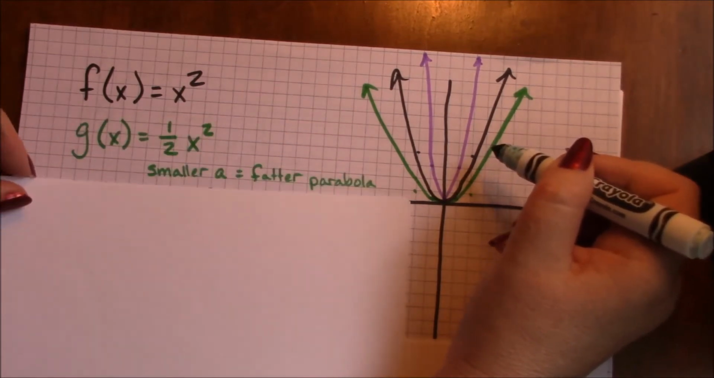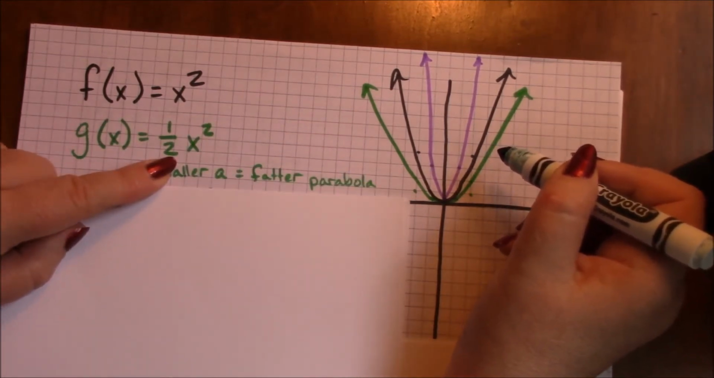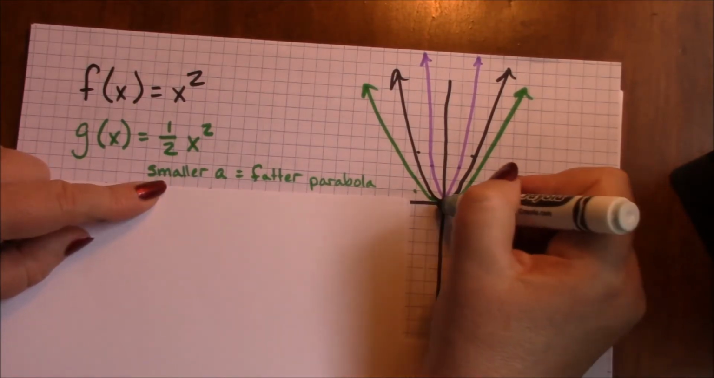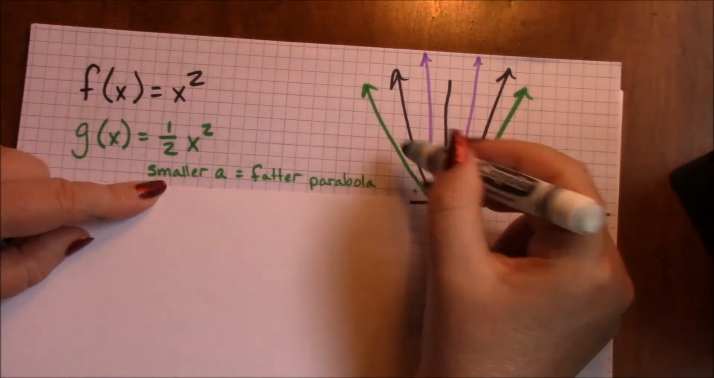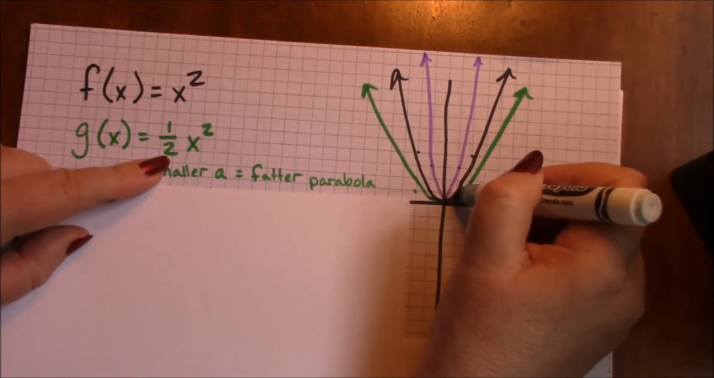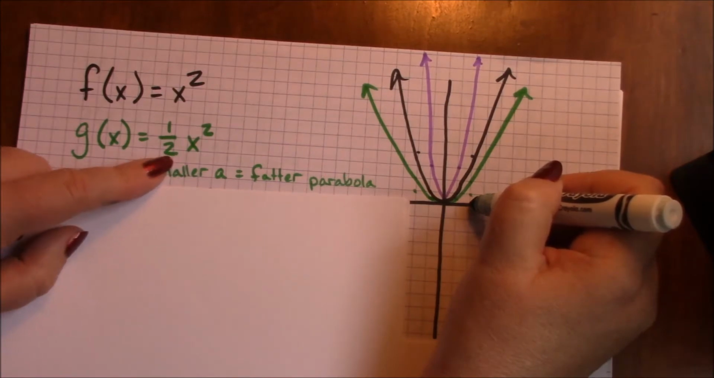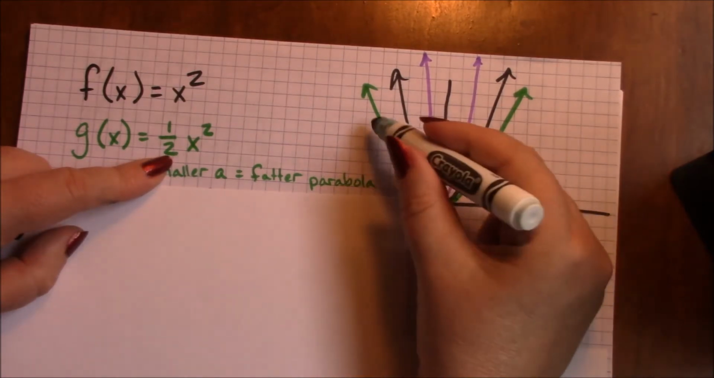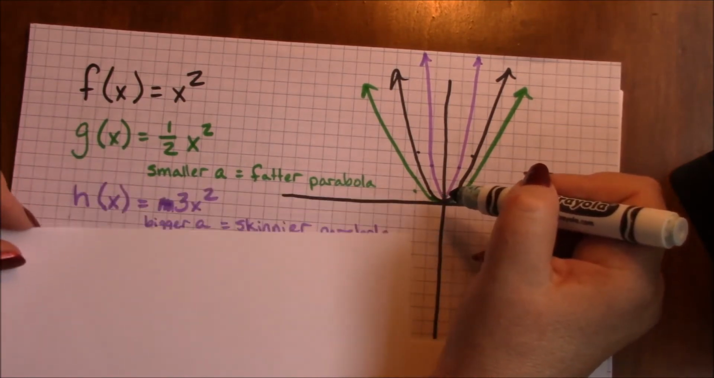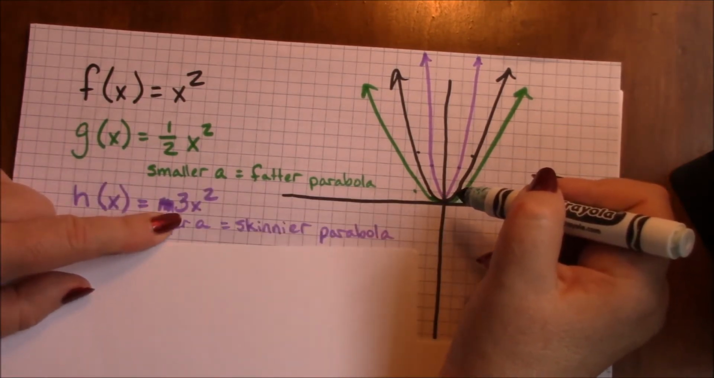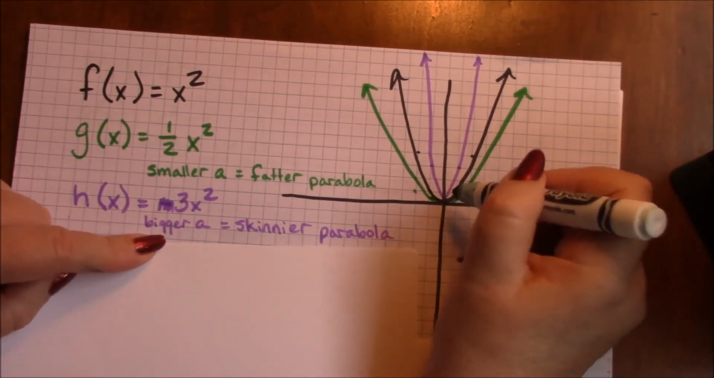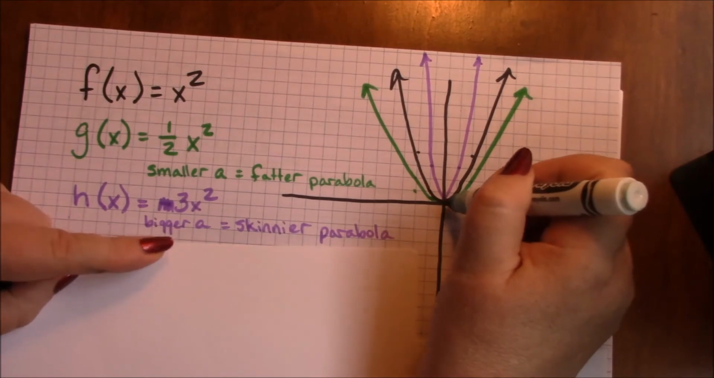And if we make a smaller than 1, say 1/2, then we get this green parabola. When x is 1, y is only 1/2. So when x is 2, y is 2. So you end up with a fatter parabola. And then we make a larger, 3x squared. If you have a bigger a, you end up with a skinnier parabola.